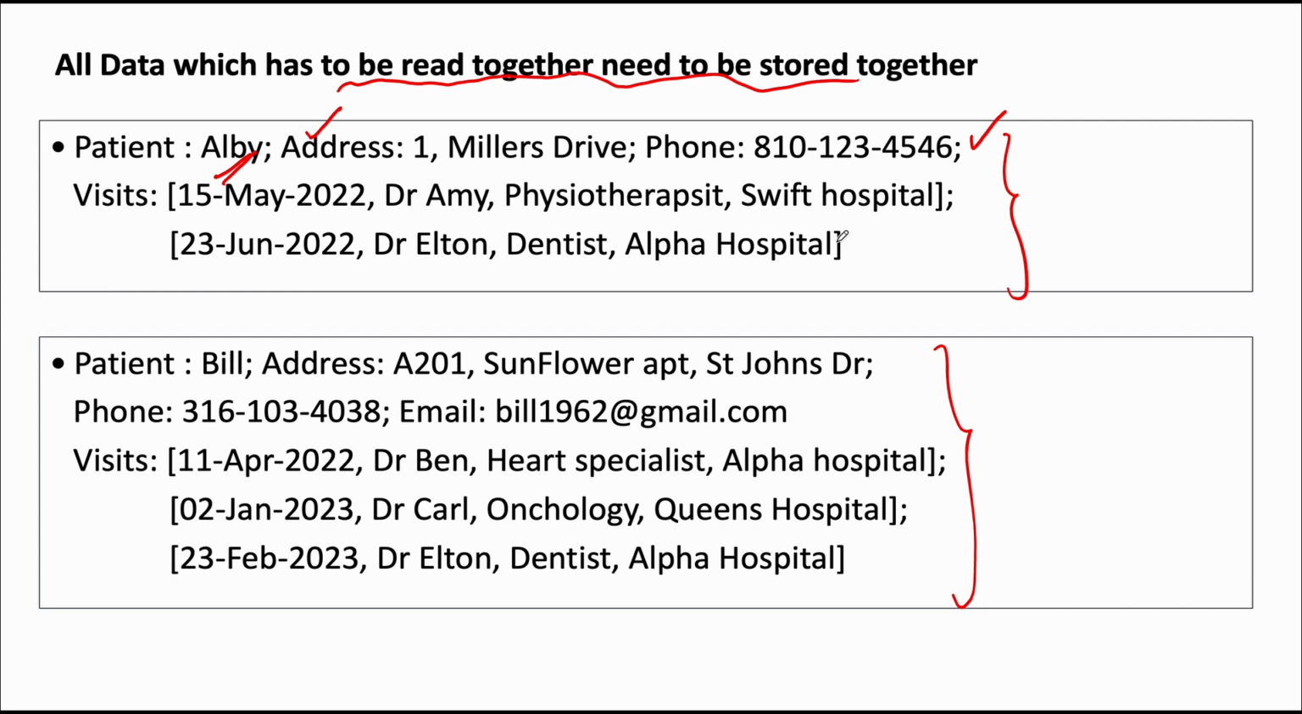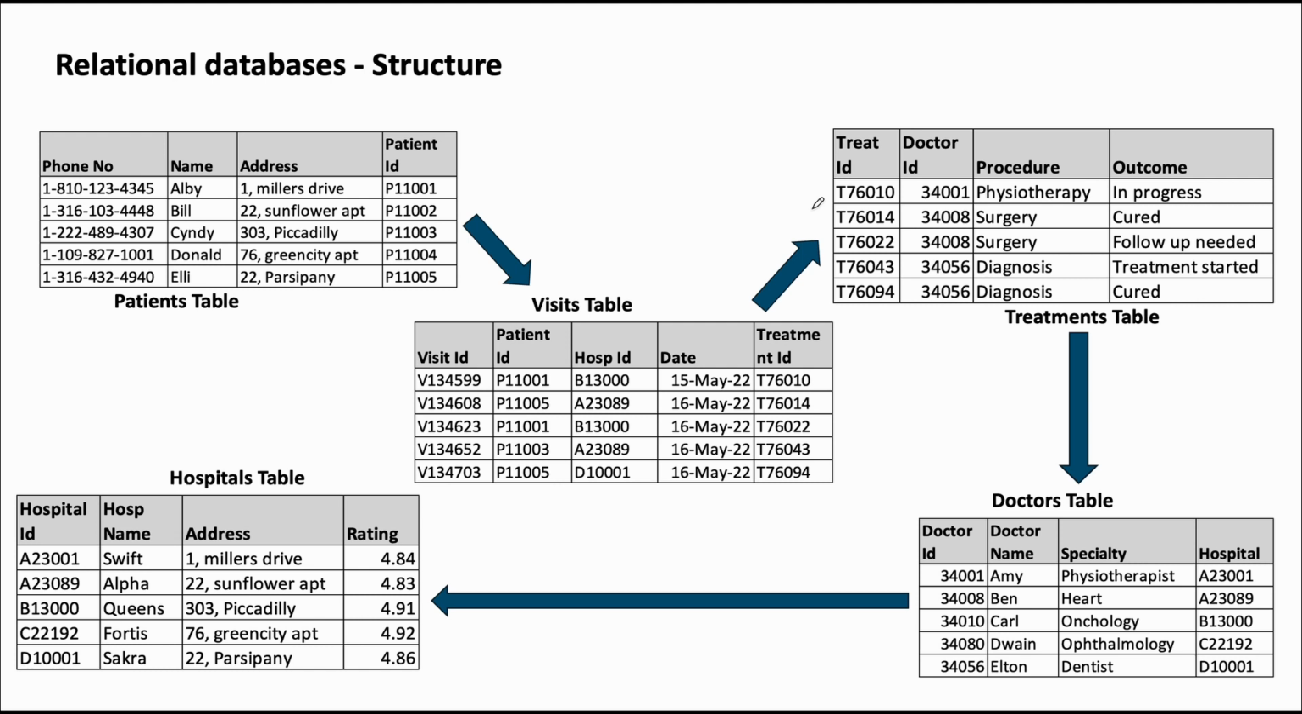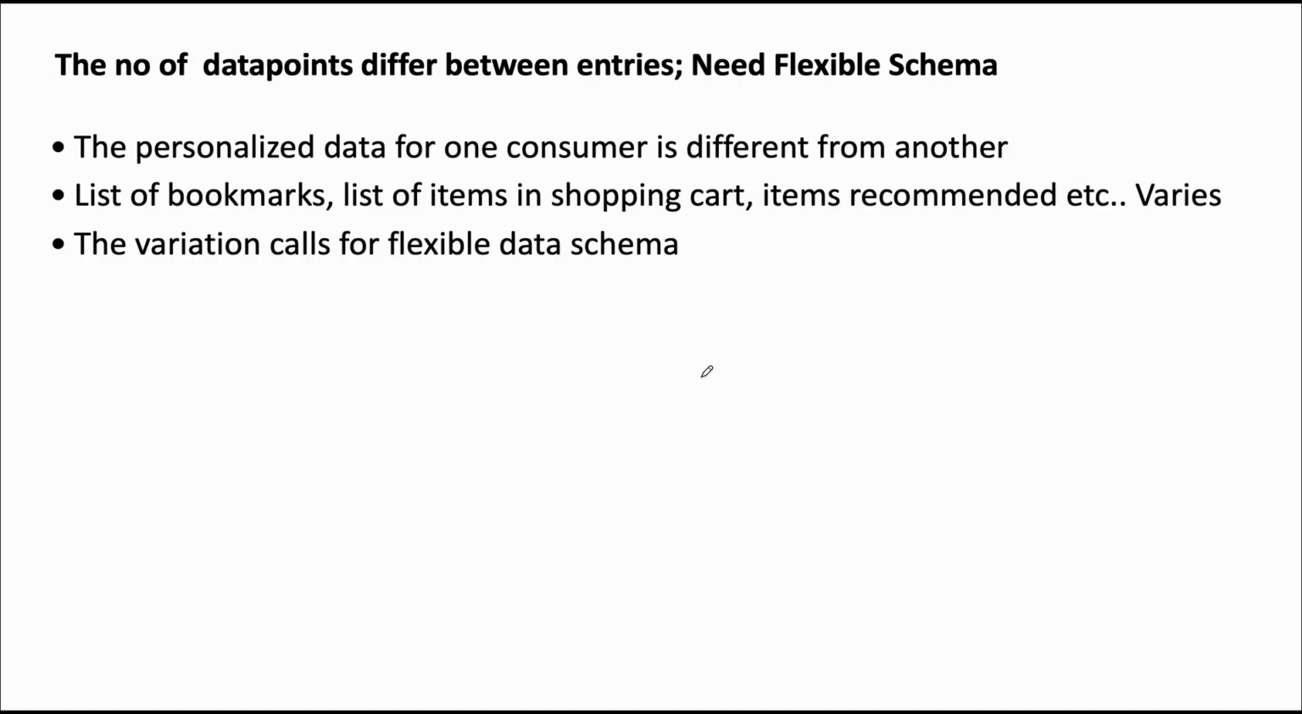So you will not have multiple tables. Unlike earlier where you have 5 tables, now you will have only one storage area where you will have all the data put together. The other issue with respect to the web scale companies is that the personalized data for one consumer is different from another.